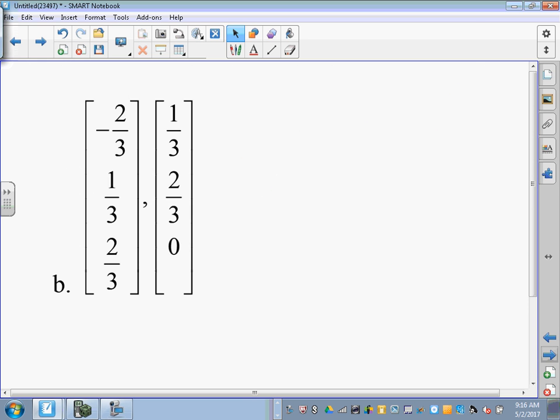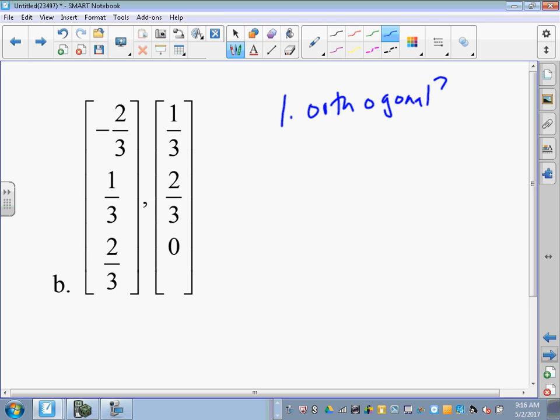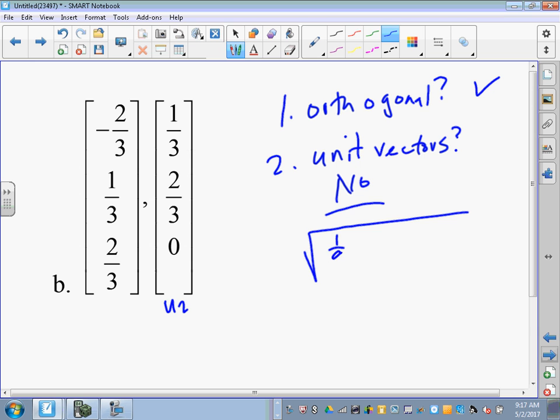Are they orthogonal? So that answer, orthogonal. Are they orthogonal? Yes. Unit vectors. Which one is not? Second. Right? So, no, it's not orthonormal. Because u2 has a magnitude of 1/9 plus 4/9, not equal to 1. I don't know what it is, but it's not 1. That's it.